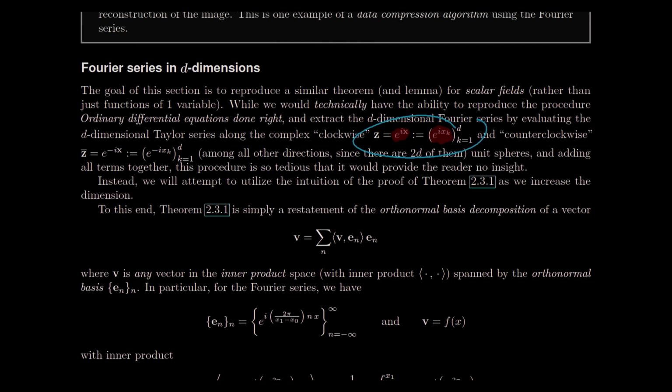So here, this is my shorthand for the vector. Call it z or e to the i x vector, even though it doesn't make sense to exponentiate a vector like that. But what I mean by that is, by definition, e to the i x1, e to the i x2, dot, dot, dot, e to the i xd. Now I'm allowing myself to evolve in d different directions of the complex unit circle, as well as the negative ones, right? The negative directions.